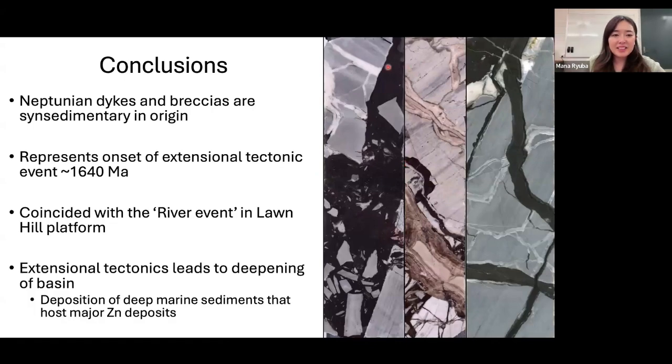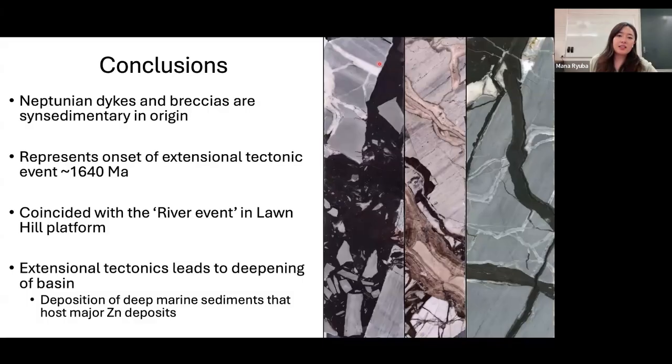So that's it from me. But just to summarize, the Neptunian dykes and breccias are of a sedimentary origin, and we think they represent this extensional tectonic event that's happening at about 1640 million years ago, and that this tectonic event is affecting other areas of the Carpentaria zinc belt as well, and it's probably what's causing the transgression that leads to the deposition of those deep marine shales that are so important for the stratiform zinc deposits.